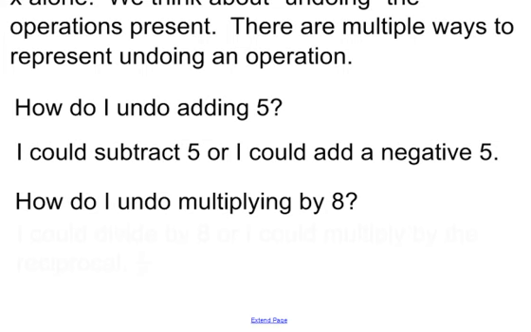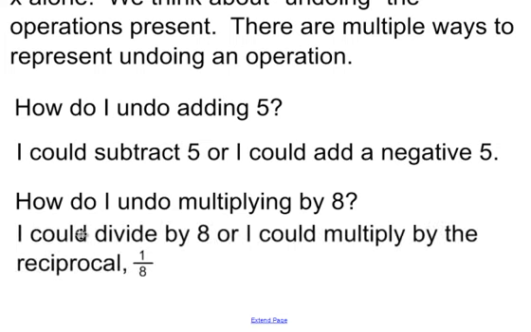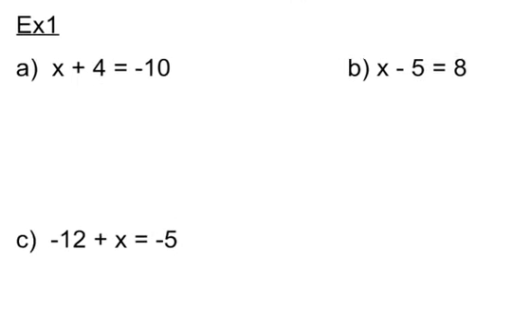Do you change subtraction to addition? That kind of stuff. The more interesting one is how do we undo multiplying by 8? Two ways to think about this. First way, divide by 8, and that's the way most people would probably do it. Second way is we could multiply by the reciprocal. Remember, dividing by 8 is the same thing as multiplying by the reciprocal, which is 1/8 here. So we'll take a look and see which one is better.